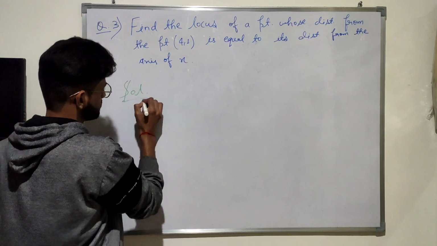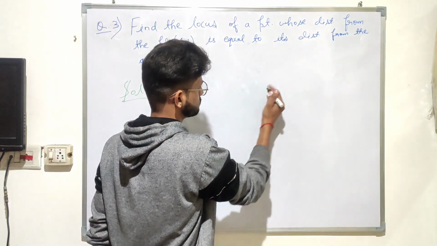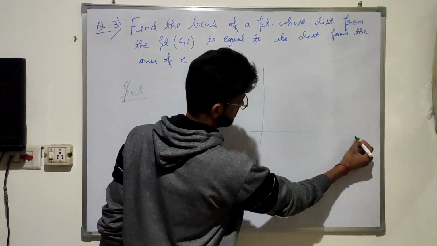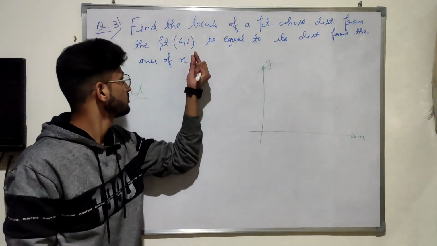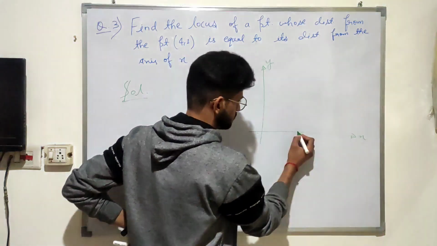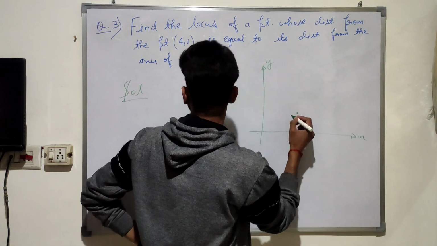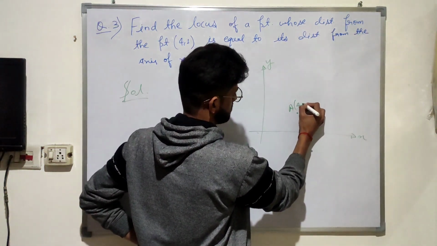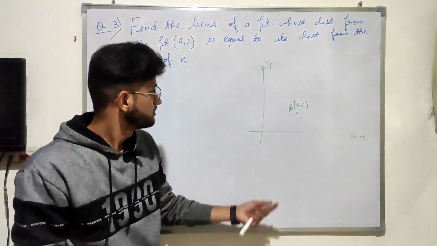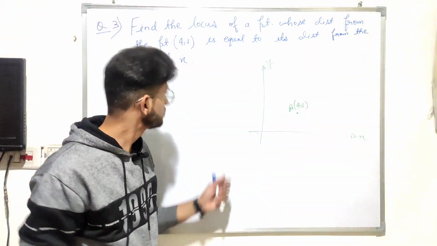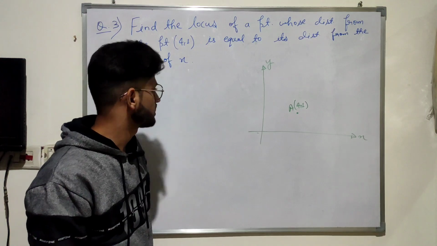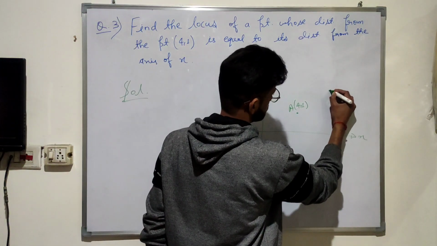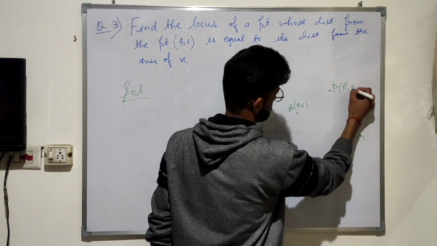What we are going to do is identify the problem, what the problem wants to say. Basically, let's say this is our x-axis and this is the y-axis, and here we have a point (4, 1), so 4 units, 1 unit. Let's say this is point A. This is (4, 1), and now there is a moving point P. We need to find the locus of a point whose distance from this point is equal to its distance from the axis of x. Let's say this is point P, which is our moving point (h, k).